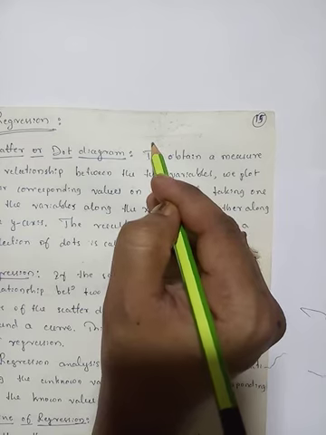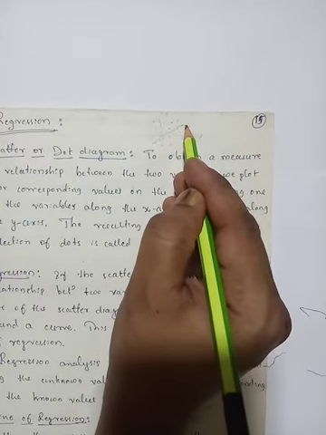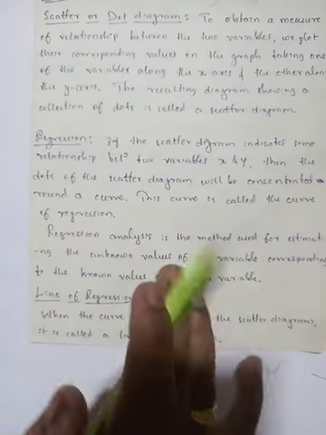Now the next step: after taking the points in a plane, we are going to join those. We join all the points, then we get one curve. Now we define the regression.